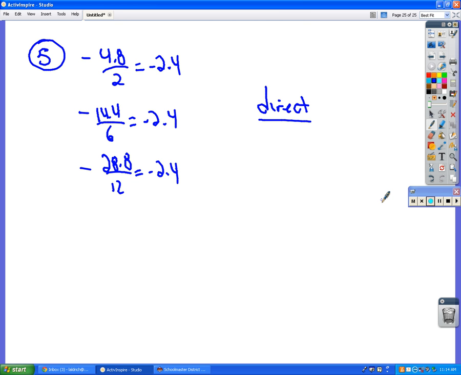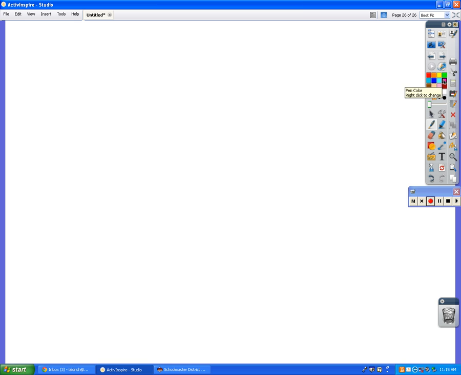All right, how about number 6? How do you check if it's inverse variation? You multiply, yes, good. So you divide for direct, you multiply for inverse.